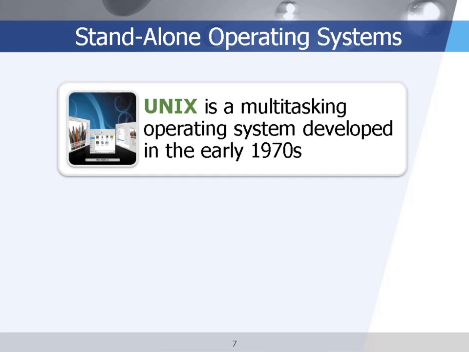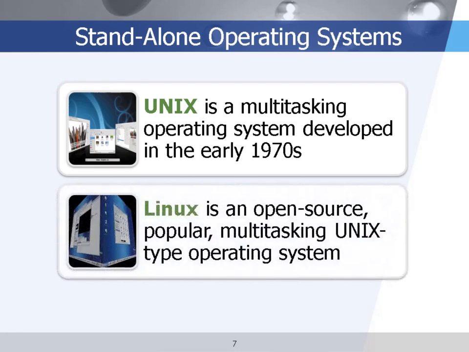Unix is a multitasking operating system developed in the early 1970s and is also being used for some PCs. But mostly Unix is used in servers. Linux is an open source operating system. It's also a multitasking, Unix type of operating system. It's pretty similar to Unix, but some of the implementation is different.